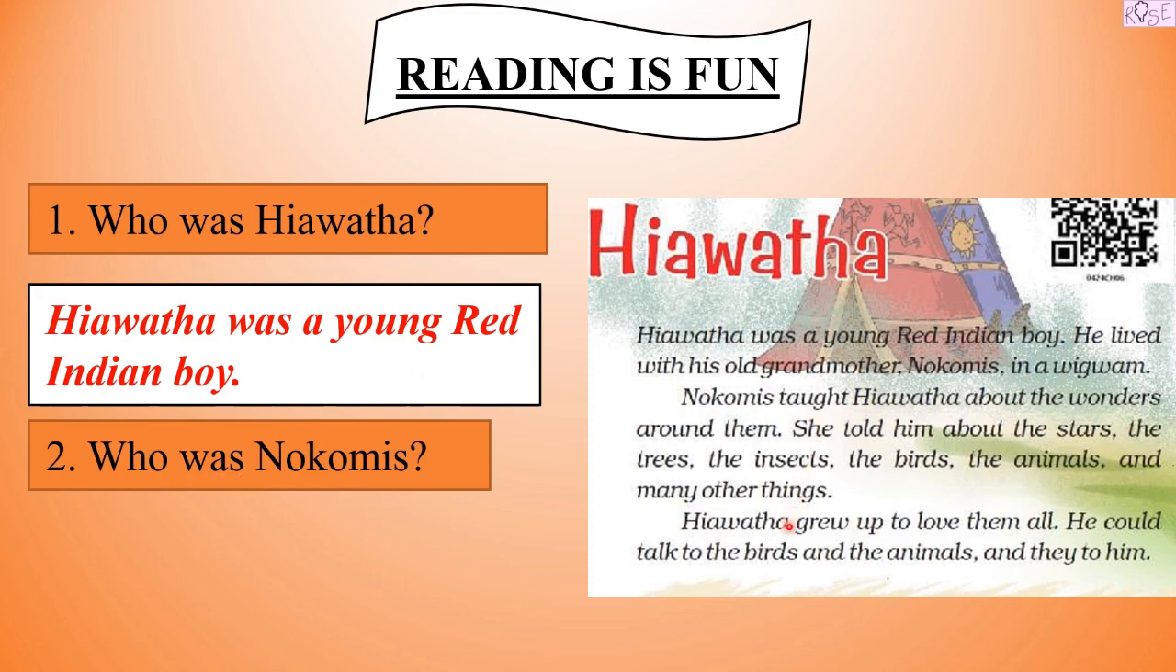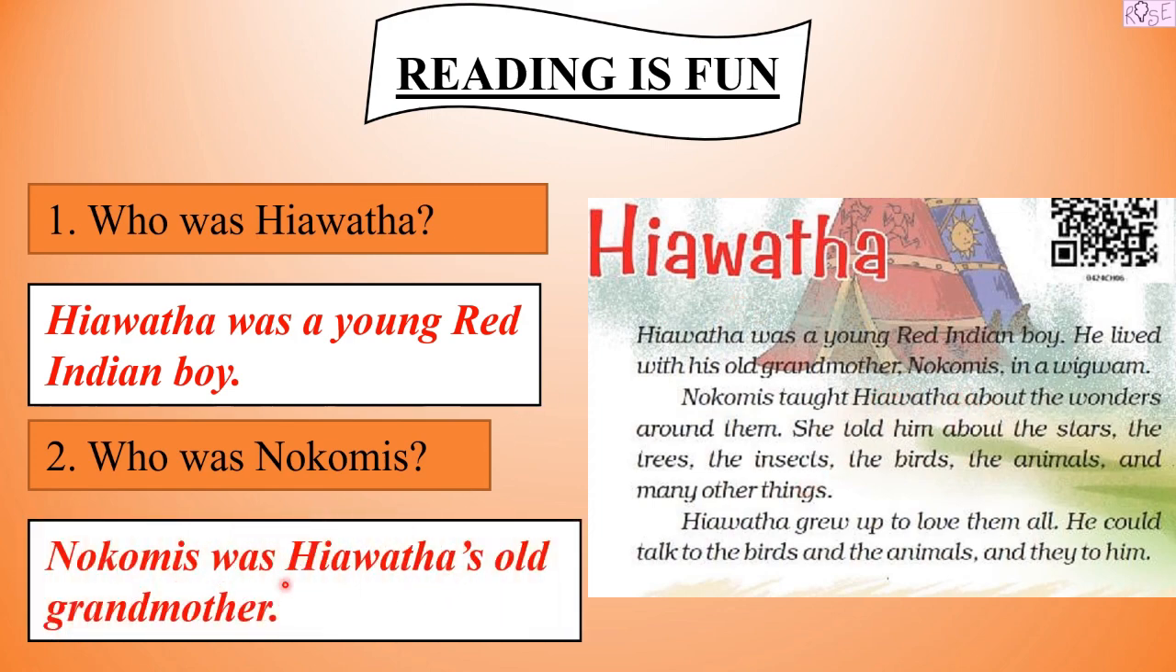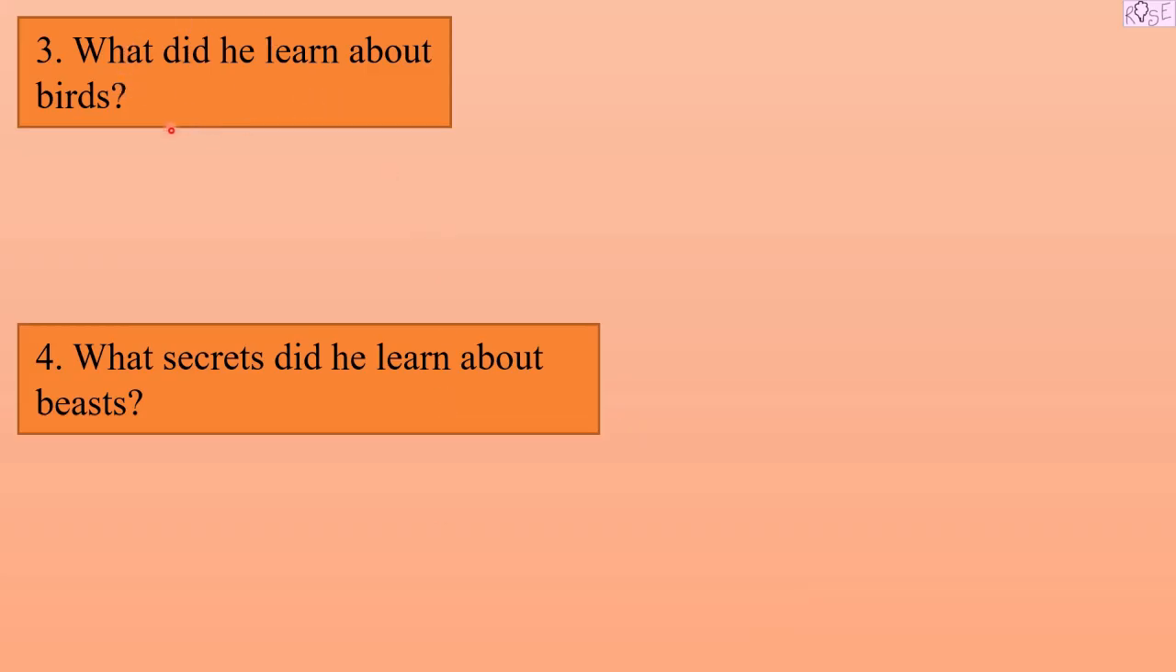From this paragraph only we can answer this question. Nokomis was Hiawatha's grandmother. So Nokomis was Hiawatha's old grandmother. You can also add many descriptions of Nokomis, that Nokomis was the one who taught Hiawatha about the wonders around them. She told him about the stars, the trees, the insects, the birds, the animals, and many other things. You can add this description to your answer as well. So let's move on to the third question, that is, what did he learn about birds?